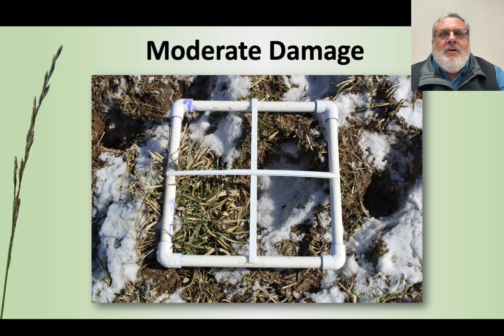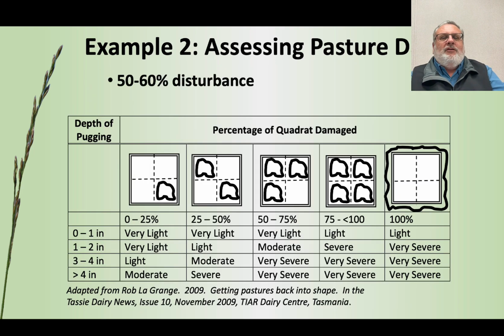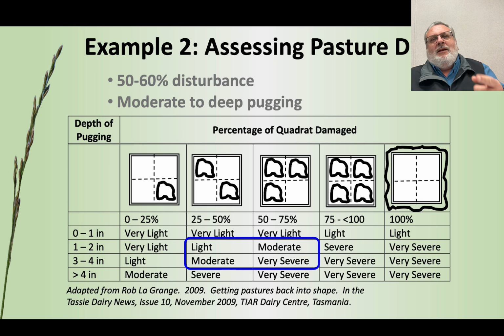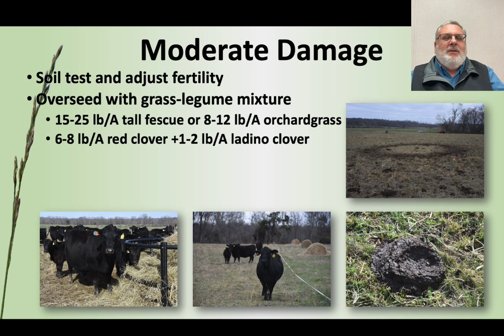Okay, let's move on and look at an example where we have moderate damage in that pasture. In this example, we have 50 to 60% soil disturbance and moderate to deep pugging. That's going to put us right down here in this moderate disturbance range. Once we get in and quantify this disturbance, then we can make a plan based on that flow chart of what we do. For moderate damage, we're going to, again, make sure our soil fertility is in the right spot. Then we're going to overseed with a grass legume mixture.